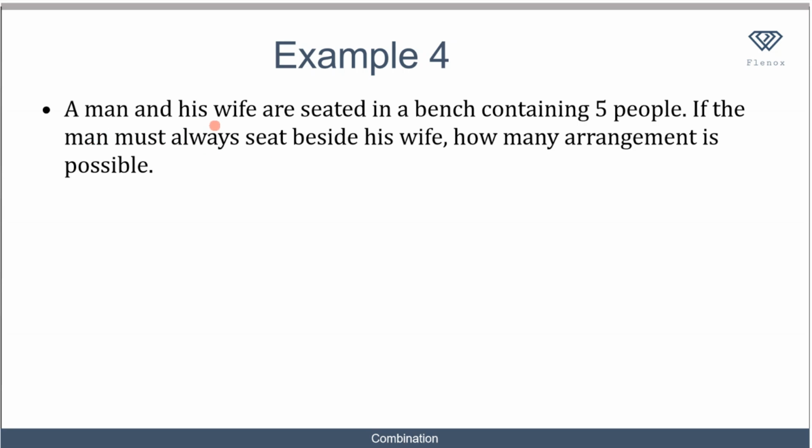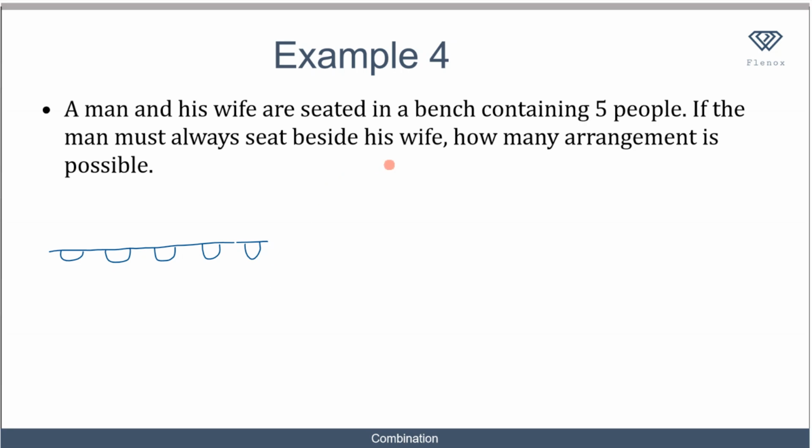So a man and his wife are seated in a bench containing 5 people. Okay, so let me draw the bench. So you have the bench over here, and these are the seats. You have 5 seats, 1, 2, 3, 4, 5. So 5 people can sit down on the bench. If the man must always sit beside his wife, how many arrangements are possible?